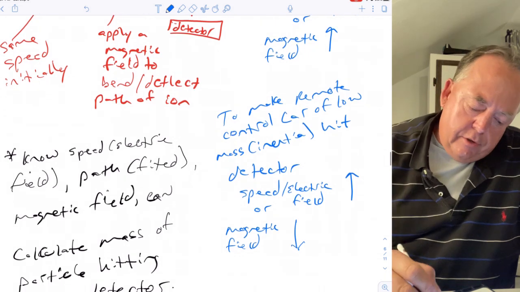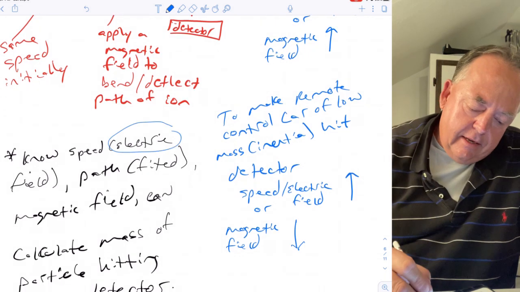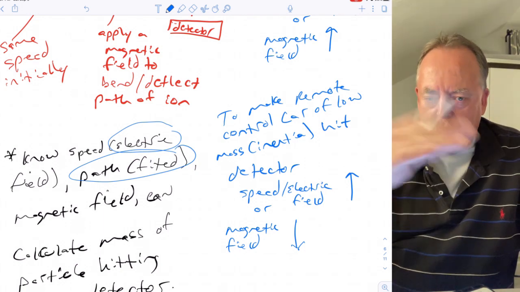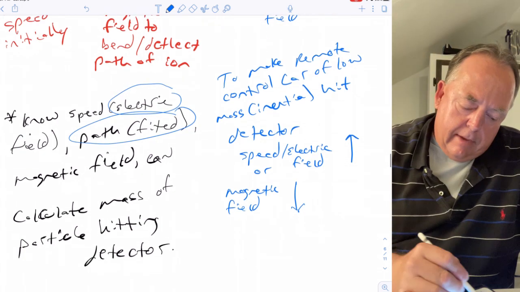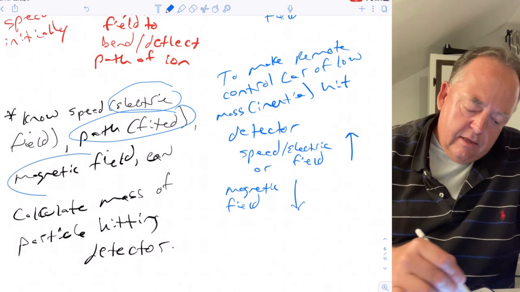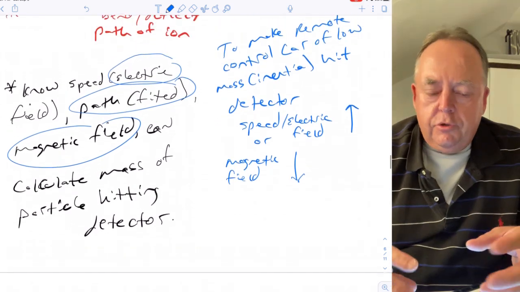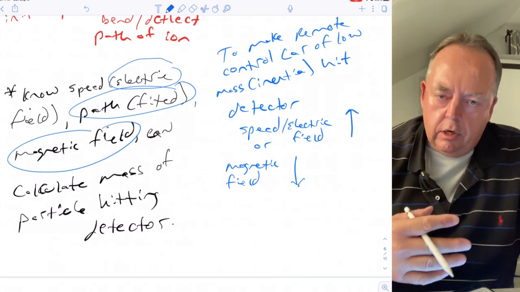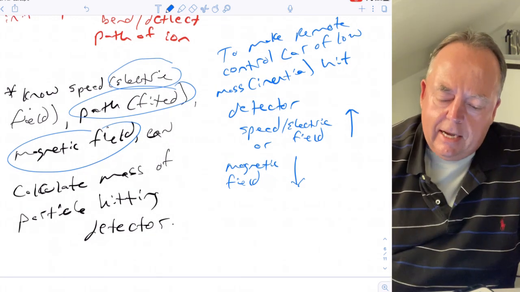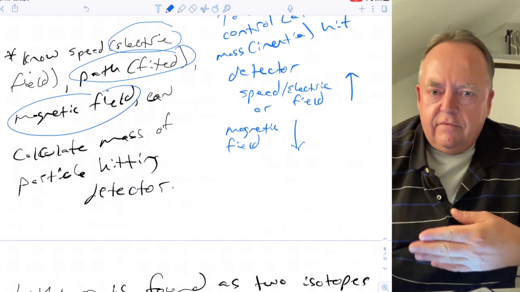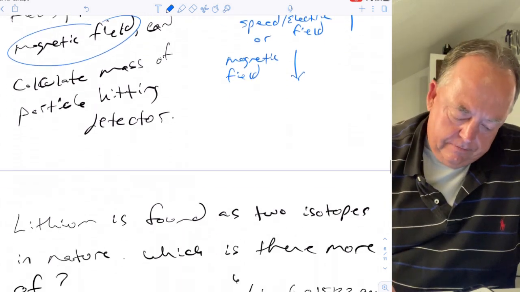So basically now you know the electric field that's being applied, you know the path that the particle has to traverse to hit the detector, and that's fixed. And you know the magnetic field that you apply. So using some equations from physics, you can calculate the mass. You can make everything hit the detector by changing the speed or the magnetic field, right? And you can calculate the mass of the thing that's hitting the detector because of that.